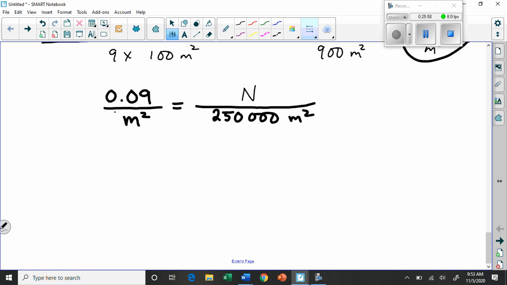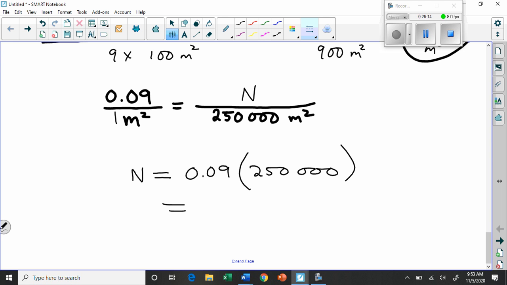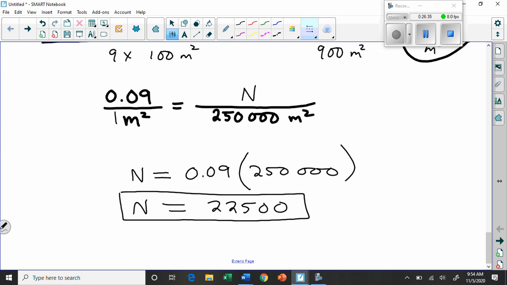Well, if we remember this is a 1, 1 meter square, and we cross multiply, we would get 1 times n equals 0.09 times 250,000. And then we can do that, and it comes out to 22,500, I think. I'll just double check the numbers to make sure. And this would be what we would expect to find in the total blue area.